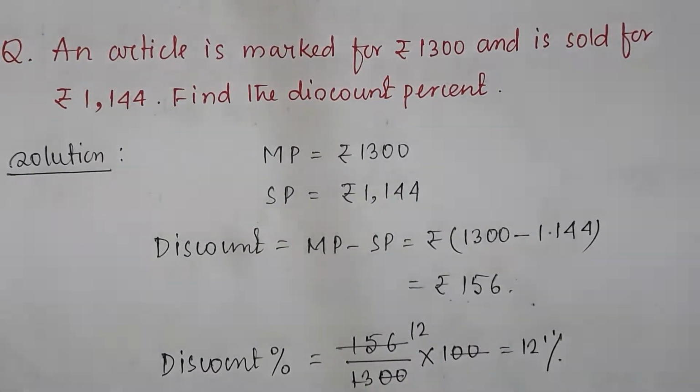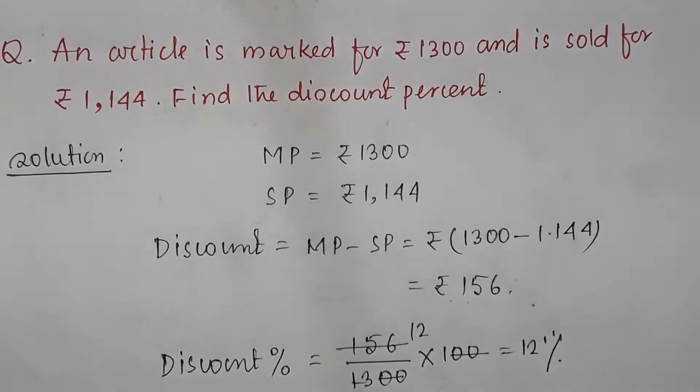So for discount percentage, as we calculate the profit percent or loss percent, if you recall the formula is profit by CP into 100 or loss by CP into 100. In the same way, discount is offered on the mark price, so discount percentage will be discount by MP into 100. If you simplify this, these 20 cancel with these 20, 13 cancels with 156, you will get 12%.